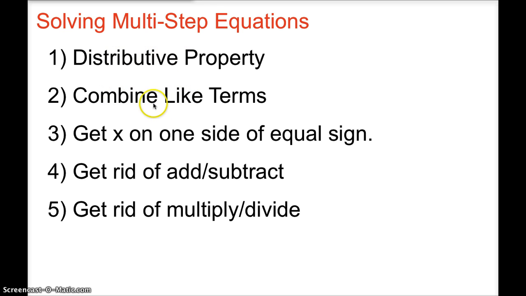Step number 2, combine your like terms. If you have any x's you can combine, go ahead and combine those. Any just regular numbers, you can combine those. Okay, once you're done with that, step number 3, you want to get your x on one side of the equal sign. Sometimes it'll already be by itself on one side, but sometimes you will find it on both sides. So next step, get that on one side. And then 4 and 5 are just like solving 2-step equations. You want to get rid of that addition and subtraction, and then get rid of the multiplying and dividing. So let's jump in and just start looking at some examples.